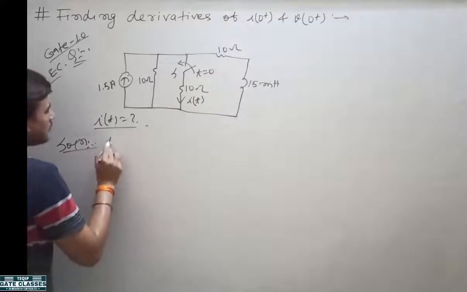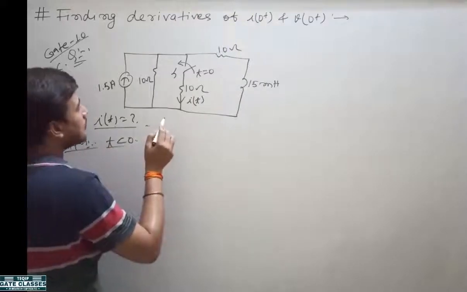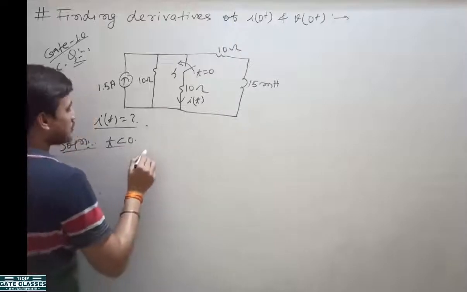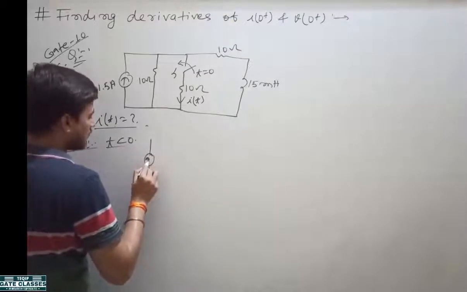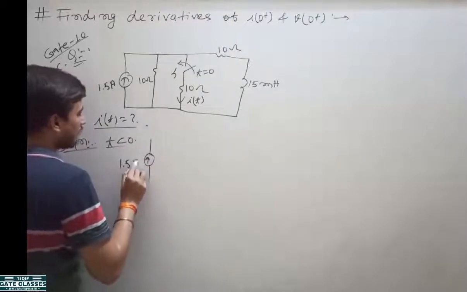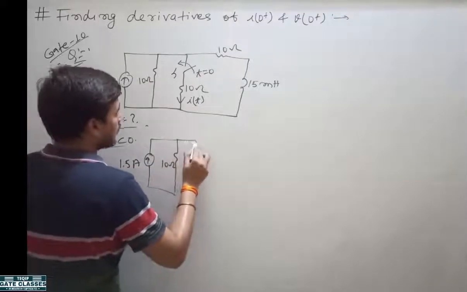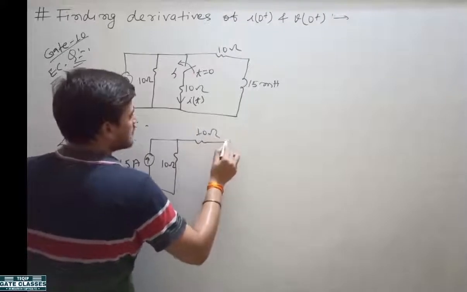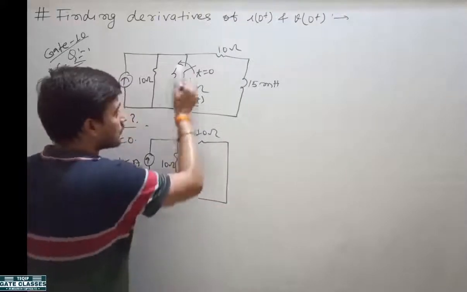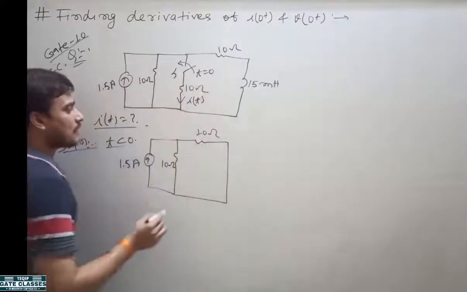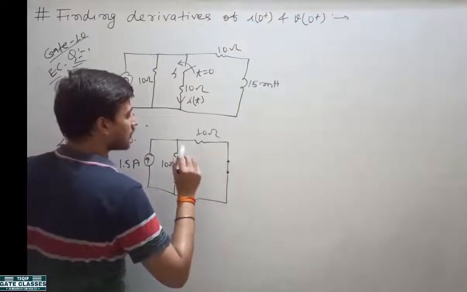Come to the solution. For time t less than 0, the switch was open. That means here it is 1.5 ampere, here it is 10 ohm, and here 10 ohm. And this inductor was what? It was open for a long time. That means the inductor would have been short circuited.